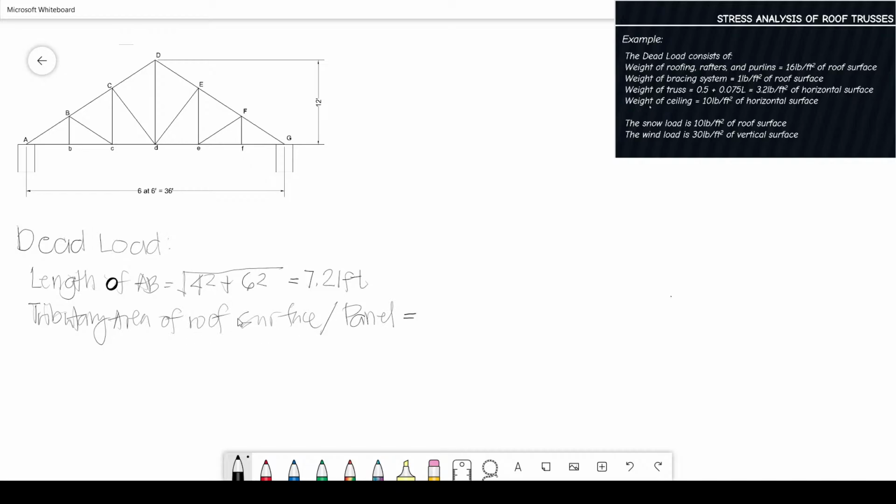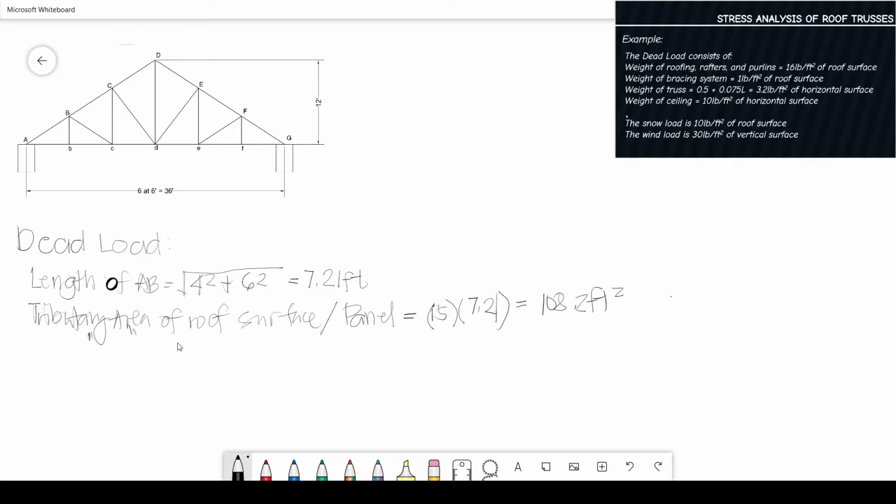That is in the roof surface. So that is the bay times the length of AB. So our bay length is 15 times 7.21, that is equal to 108.2 square feet.